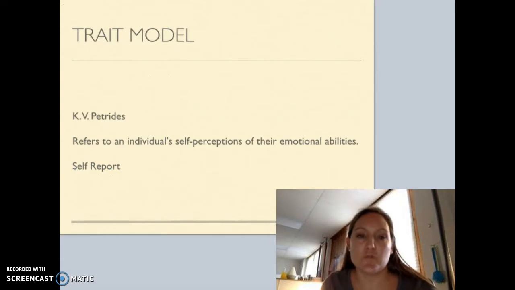The third model is the trait model. This was derived by K.V. Petrides, and it refers to an individual's self-perceptions of their emotional abilities. This is a self-report and often hard for people to judge or to measure.